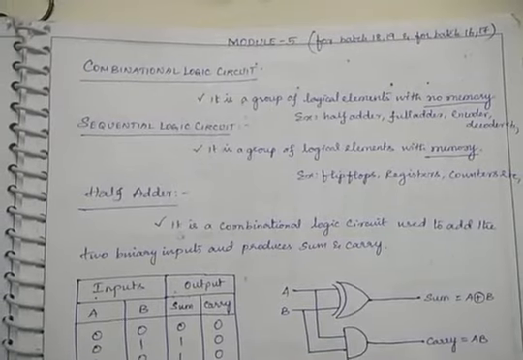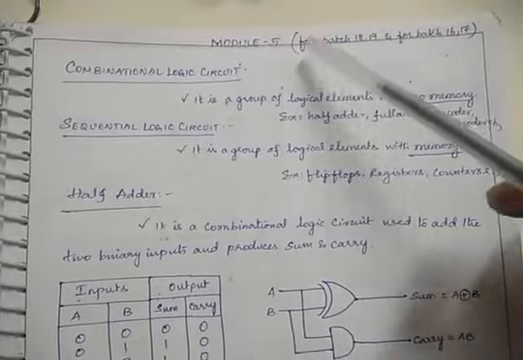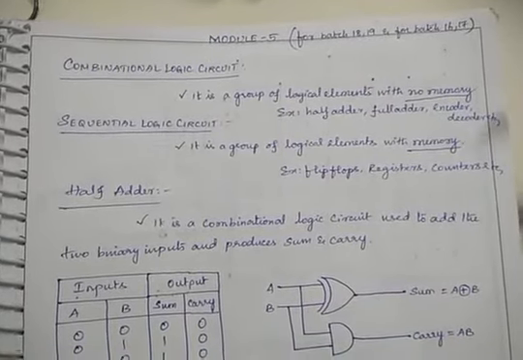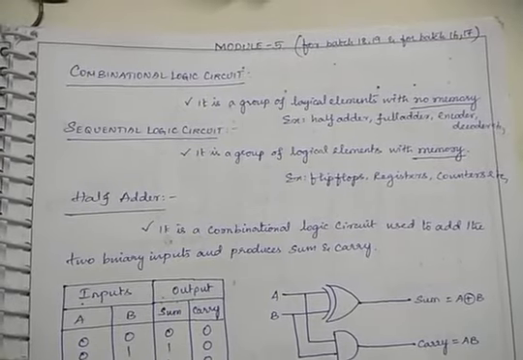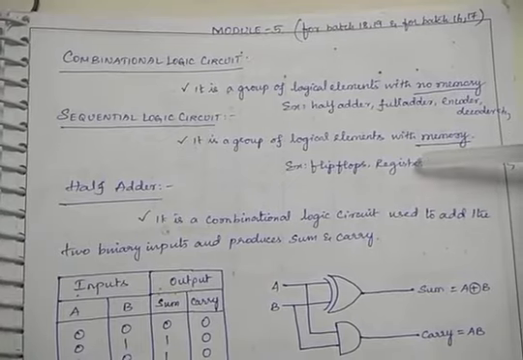So today we are going to discuss the fifth module. This is the same for the 18-19 batch as well as the 16-17 batch. We have two types of logic circuits: one is the combinational logic circuit, and the other is the sequential logic circuit.